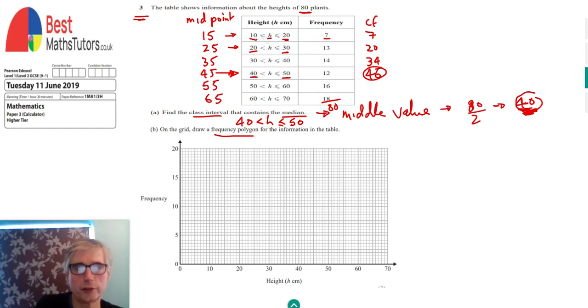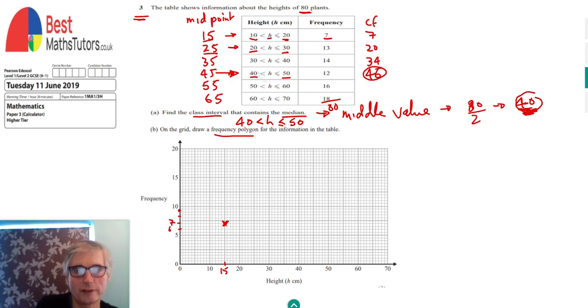Now we're plotting the midpoint of height against the frequency. The first point we're going to plot would be at 15 and 7. So where that's going to be is here. We can see that point would be 15 there. Going up, 2 of the smallest squares is equal to 1 on the frequency, so we've got 6, 7, 8, and 9, roughly speaking. So that's where the first point will be plotted, 7 versus 15.